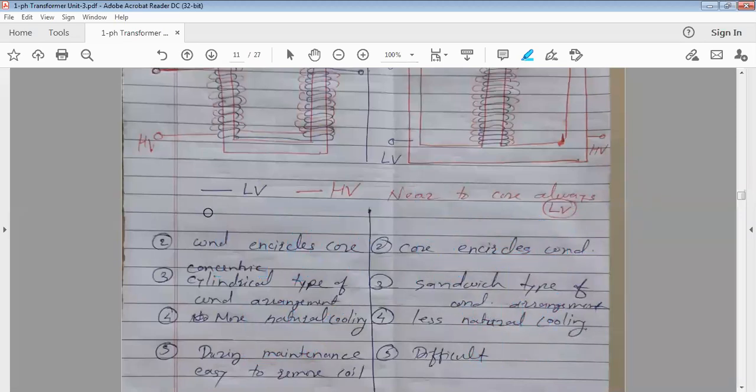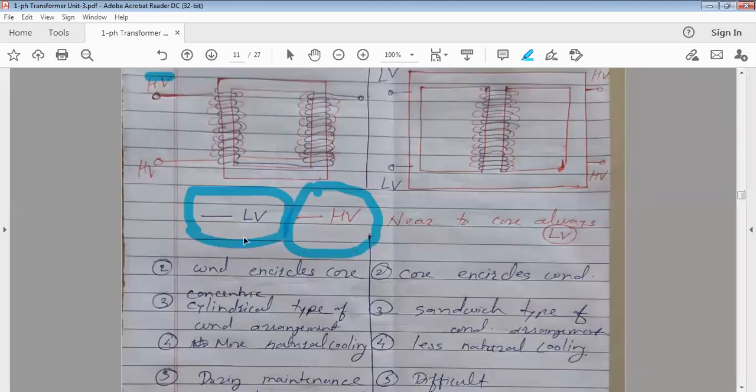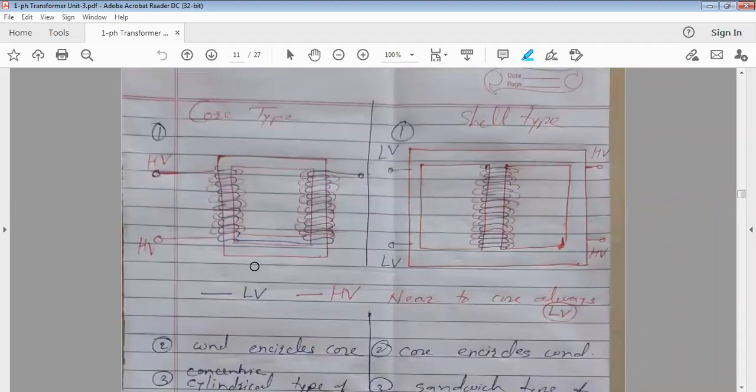Low voltage and high voltage. Blue I have denoted with low voltage, red I have denoted with high voltage. So near to the core, in both the constructions, you will find LV, because the lesser the voltage, the less thickness of insulation it requires. The more the voltage, the more thickness of insulation is required, and that's why near to the core is always LV and above it is HV. In both the cases you can find LV with blue near to the core.